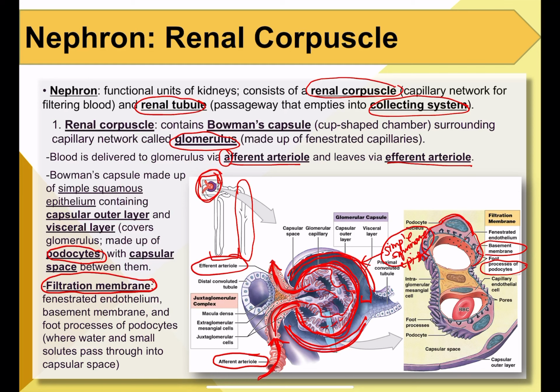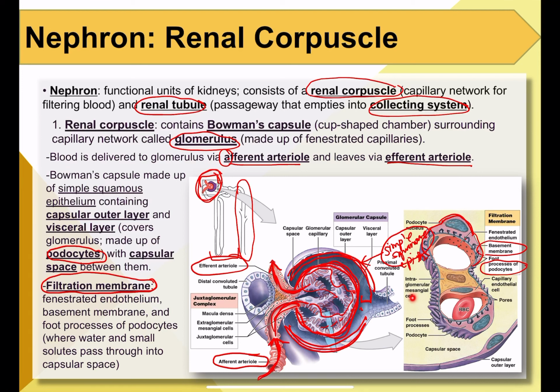It is this membrane that allows water and small solutes to pass into the capsular space right there for further secretion and reabsorption processes. So blood again enters the afferent arteriole, and water will then come into the capsular space, which then will travel onto your renal tubule area for further secretion and reabsorption.